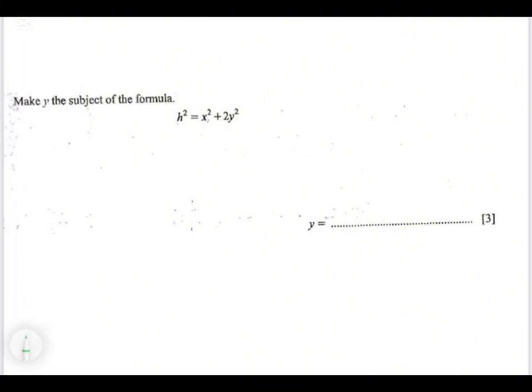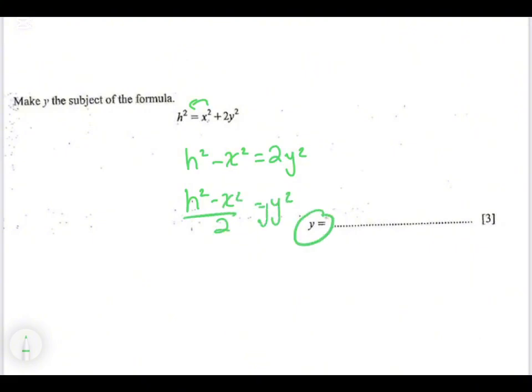We have to make y the subject, so x square goes to the other side. h square minus x square is equal to 2y square. 2 will be divided. h square minus x square divided by 2 will be equal to y square. But I need y as the subject, so I have to apply the root on both sides. So the square root will cancel. The final answer will be h square minus x square divided by 2, whole root. This will be our final answer.